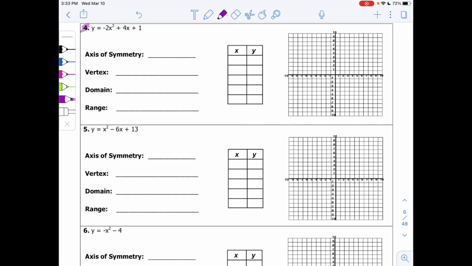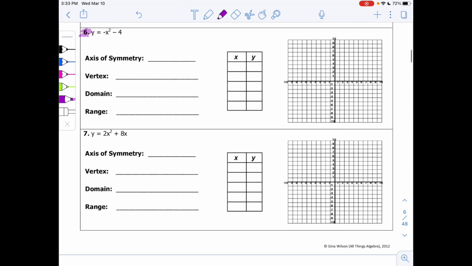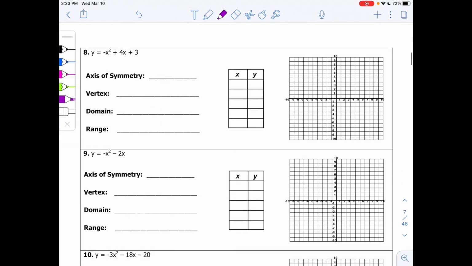Go ahead and highlight number 4, 5, 6, 7, and then on the next page, 8, 9, and 10.